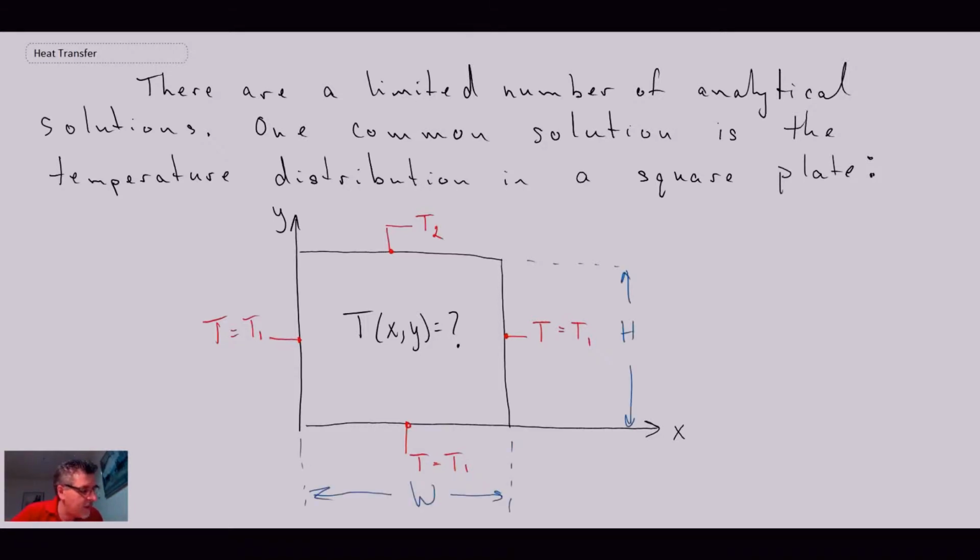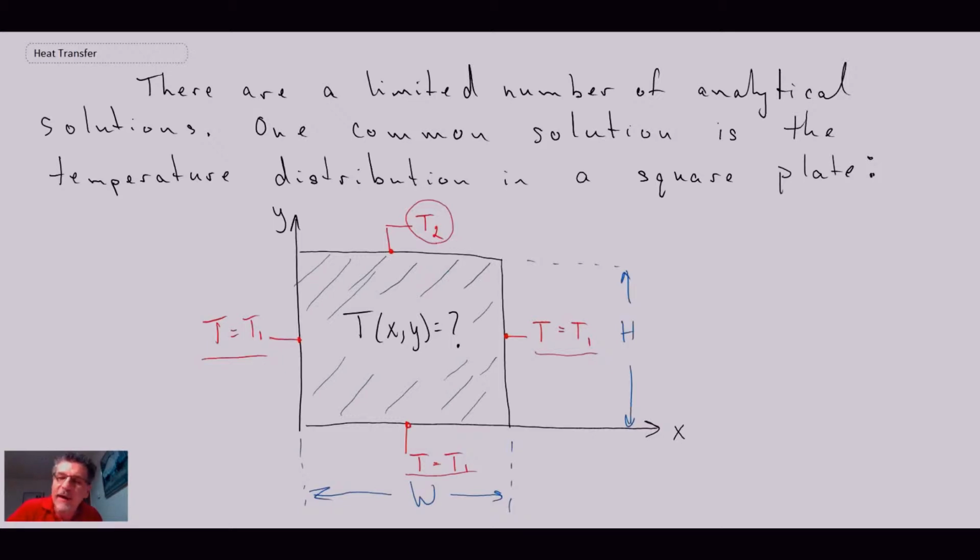Okay, so there is the flat plate that we're looking at. The plate extent is in here, and what we're trying to determine is the temperature as a function of x and y within that plate. We're given the dimensions h and w, and the boundary conditions. Each side of the plate has a different temperature. This, and this are all at the same temperature, and the top of the plate is at a different temperature. And so that is what gives us a temperature distribution within this plate.